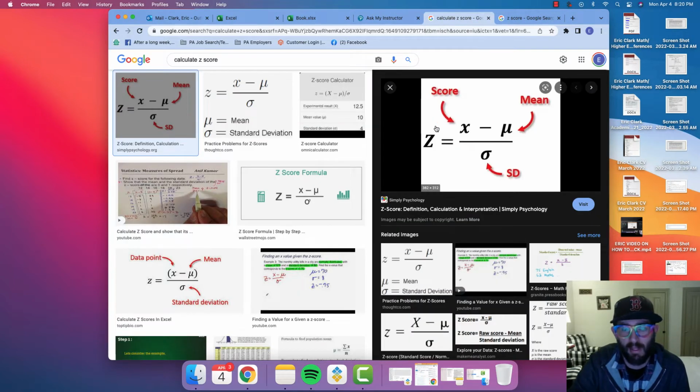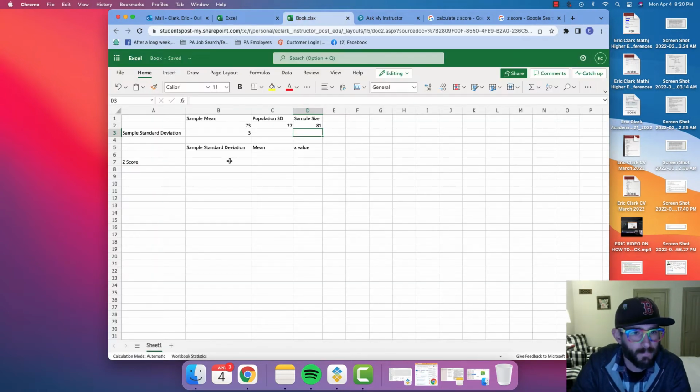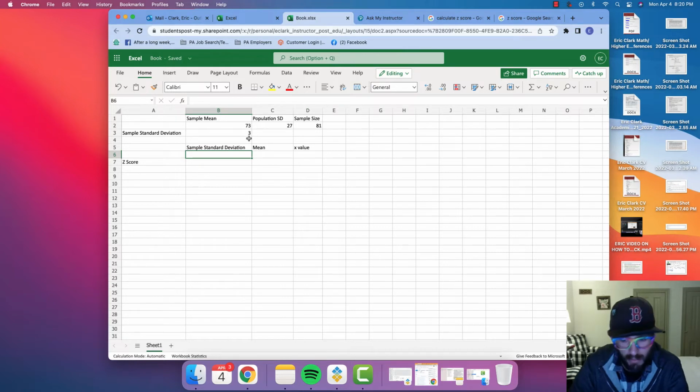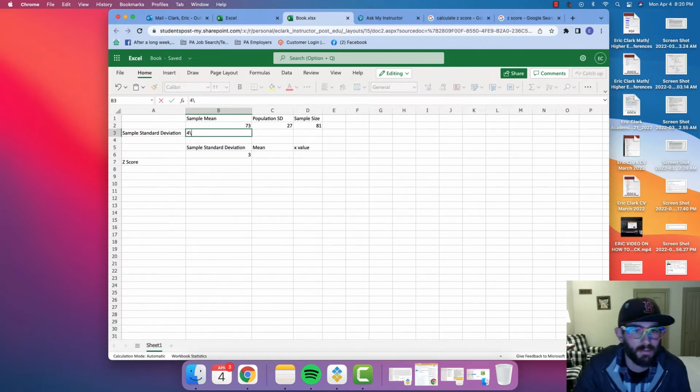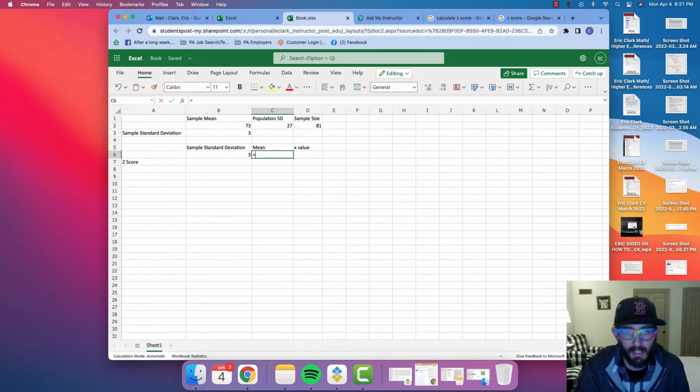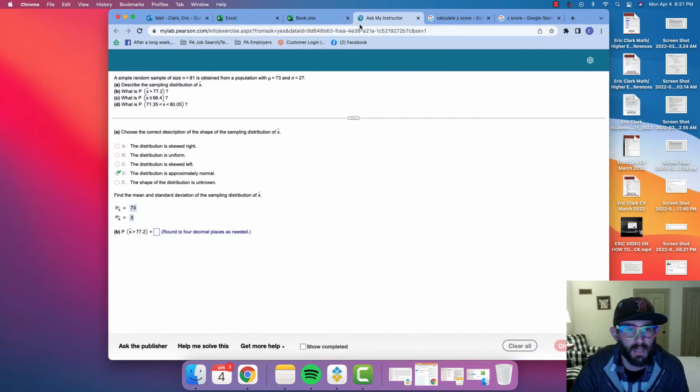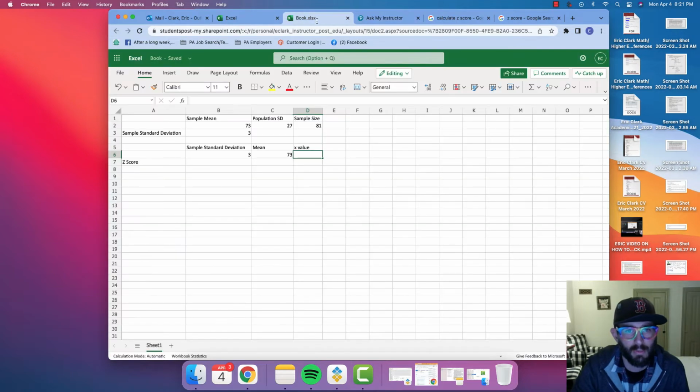However, let's go back to this formula here. It's going to be z is equal to x minus your mean, divided by your standard deviation. In this case, our sample standard deviation is equal to this value right here. So if we click equal and type in B3, anytime we adjust this, it'll change in this formula. Essentially we're constructing a formula that can be replicated over and over again, okay? And then the mean is going to be equal to the sample mean or the population mean. In this case, our x value is the one that we want to modify. So the x value in this case is going to be 77.2.